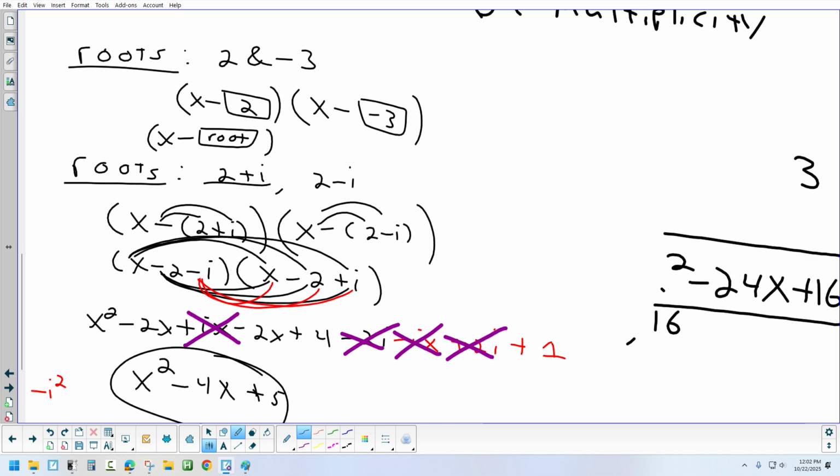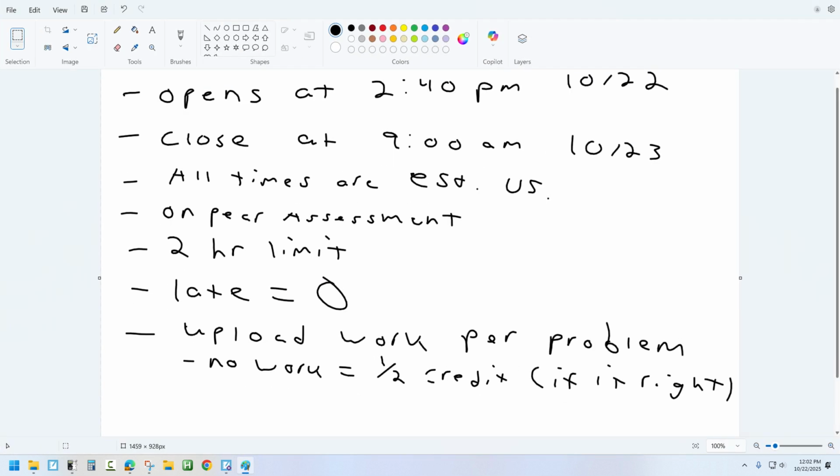Okay, so reminder that for tonight, that's the take home. The test will open at 2:40 today. It'll close at 9 a.m. tomorrow morning, Eastern time. It'll be on Pair Assessment. There will be a time limit of 2 hours. You normally have 1 hour. It's double the time. If it's late, it'll be a 0. Make sure you upload your work with the problem. Did anybody have trouble using their camera to upload the work? If you don't have any work, then it will be worth half credit.